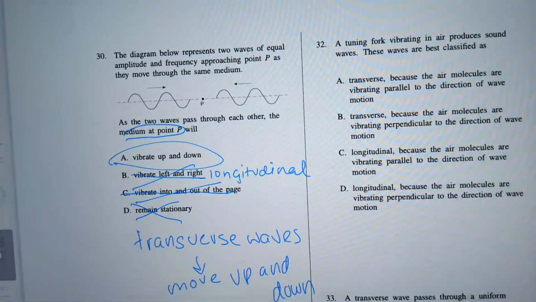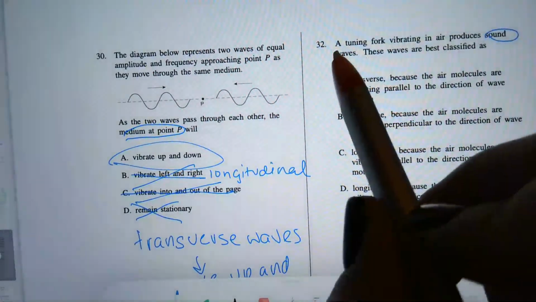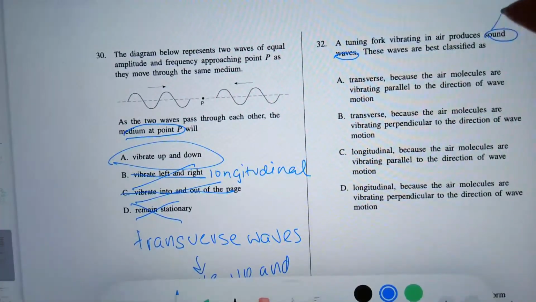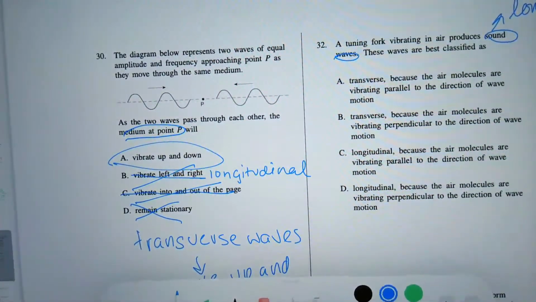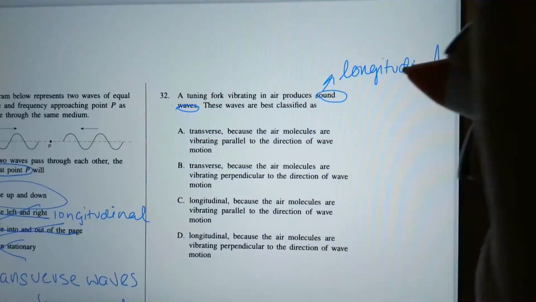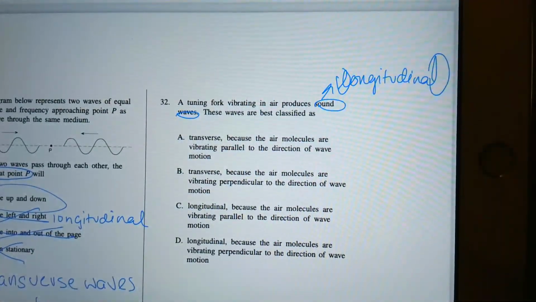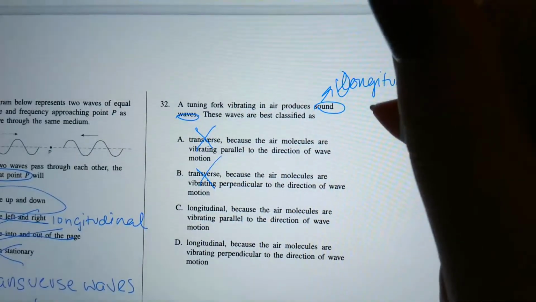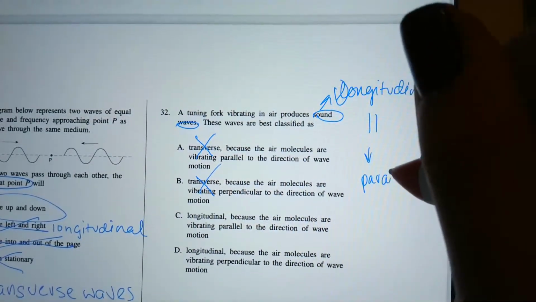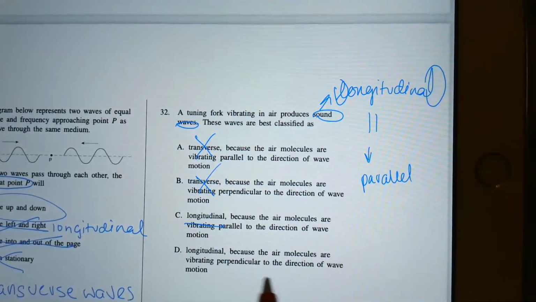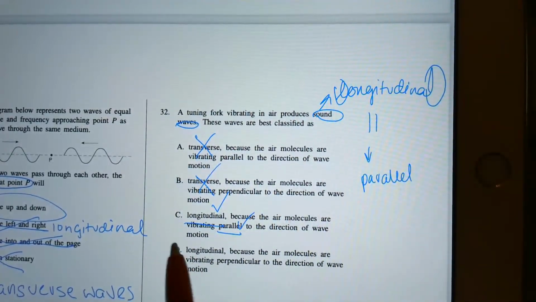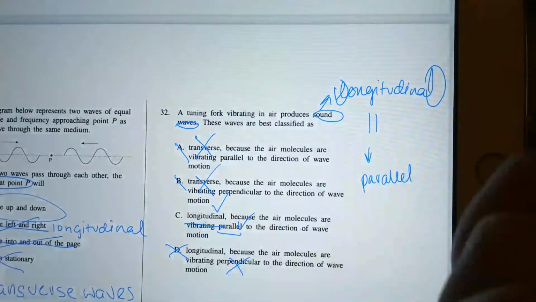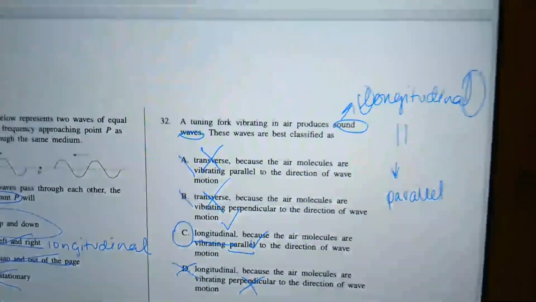32. A tuning fork vibrating in air produces sound waves. These waves are best classified as, okay, so again, sound waves are longitudinal. Okay, again, longitudinal means we see the double L's, so they definitely cannot be transverse. And when we see the double L's, we have to think parallel. Okay, so longitudinal, good. Parallel, great. Let's make sure choice D is terrible. Longitudinal, perpendicular, no. So A, B, and D are terrible answers, and C is the only one that makes sense.